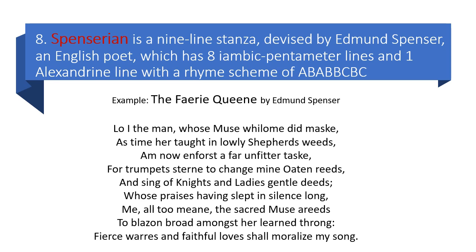This is the first stanza. Lo, I the man, whose muse whilom did mask, as time her taught, in lowly shepherd's weeds, am now enforced a far unfitter task, for trumpets stern to change mine oaten reeds, and sing of knights and ladies' gentle deeds, whose praises having slept in silence long, me, all too mean, the sacred muse areeds to blazon broad amongst her learned throng: fierce wars and faithful loves shall moralize my song.